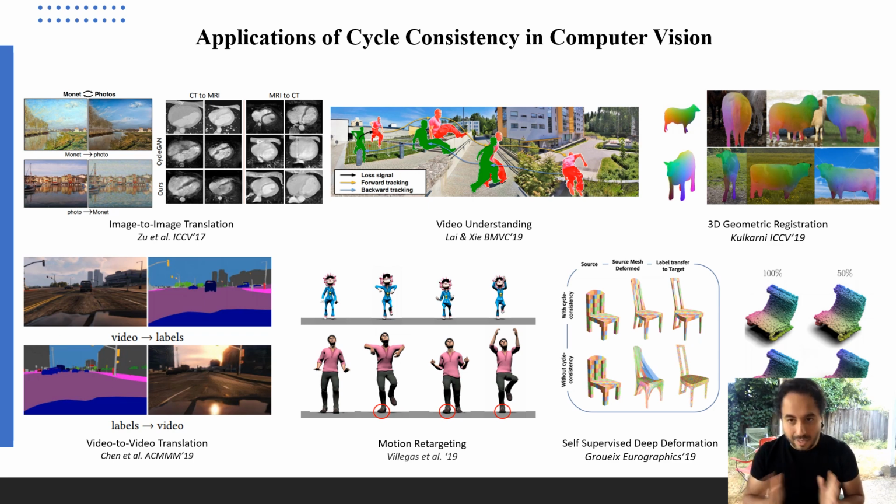We could go to 3D registration in multiview scenarios, right? There should be a coherence of observations in the real world. We could go to video translation or motion retargeting, right? So transferring the motion of one character to the other. Or we could just go to more fancy things like generative modeling, deformation, and all that.